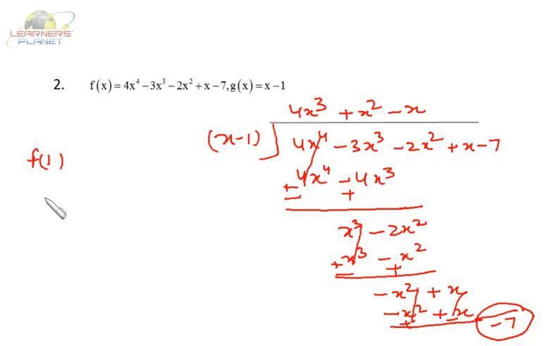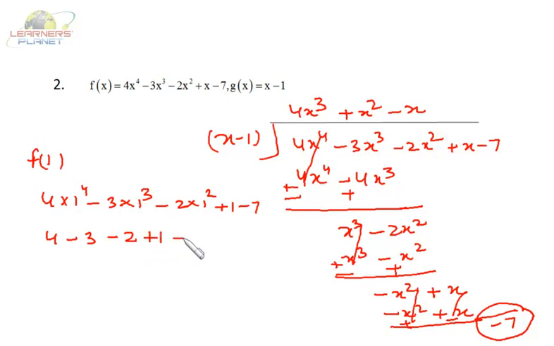So what f(1) is? 4 into 1 raised to 4 minus 3 into 1 cube minus 2 into 1 square plus 1 minus 7. So it's 4 minus 3 minus 2 plus 1 minus 7. Okay, so it's 4 minus 3 is 1, 1 minus 2 is minus 1, minus 1 plus 1 is 0. Finally we are getting minus 7. So by this method also we are getting the remainder as minus 7, and from actual division we are getting the remainder as minus 7. Okay, so we have verified. Okay, let's take the next problem.